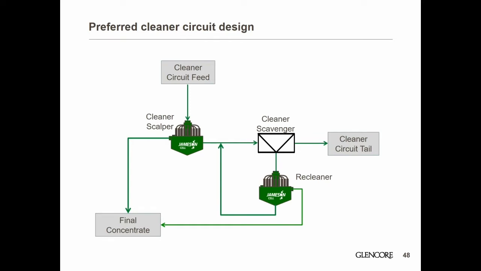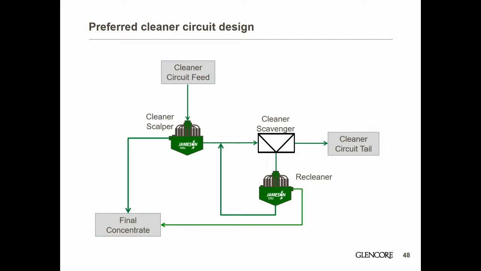So let's now have a look at our preferred cleaner circuit. This flow sheet is what we call our preferred cleaner circuit flow sheet. Essentially, all of the feed has an opportunity to report straight to final con through the first cleaner scalper Jameson cell. So operations that have very high liberation levels and clean ores can have over 90% of their concentrate removed at this point in the flow sheet in a single cell.